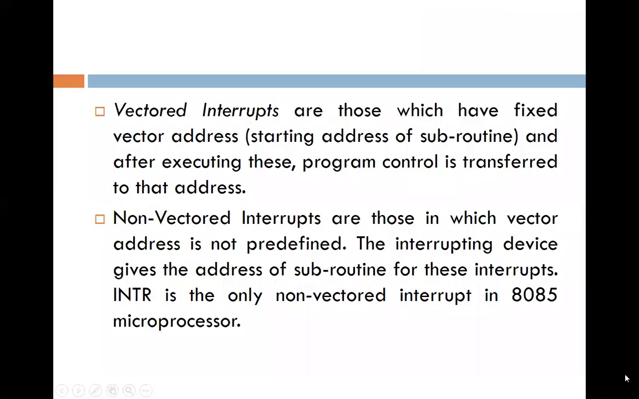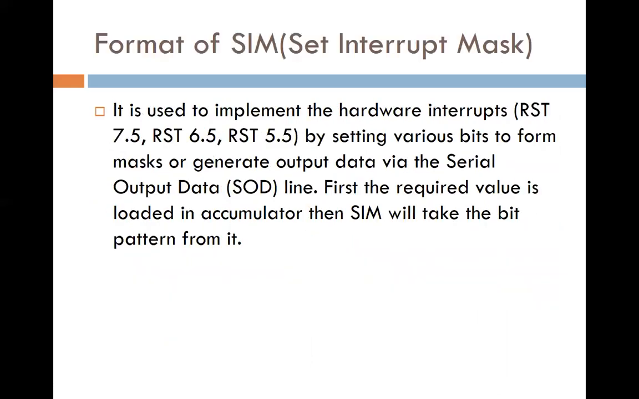Vector interrupts are those which have a fixed vector address, the starting address of the subroutine, and after executing this program, control is transferred to that address. Non-vector interrupts are those in which the vector address is not predefined. The interrupting device gives the address of the subroutine for these interrupts. INTR is the only non-vector interrupt in the 8085 microprocessor.